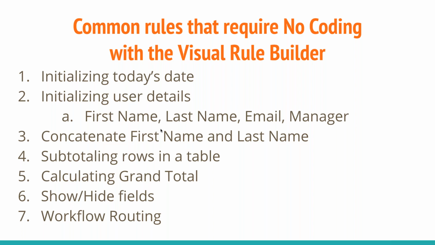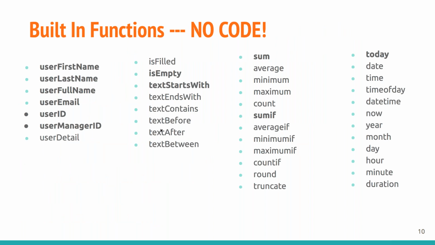We'll start very simple, just a single date control. We want to initialize the date control, add some user details. Again, super common thing. People don't want to have to enter first name and last name, and just pull it from the login information, do some concatenation, some calculations, show hide, and then put it all together in a workflow so that all of this functionality is there in the workflow, but we're also dynamically routing it depending on conditions in the form. Okay. A couple of quick things about the visual rule builder, and we can get back to this slide. We can jump right into doing a demo.